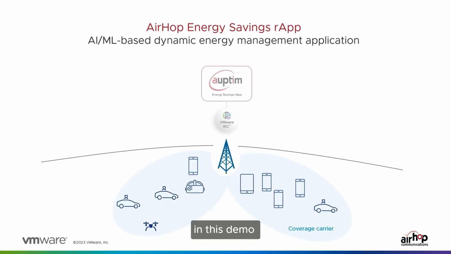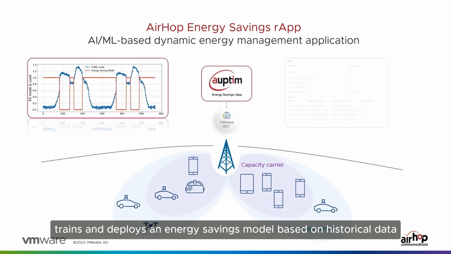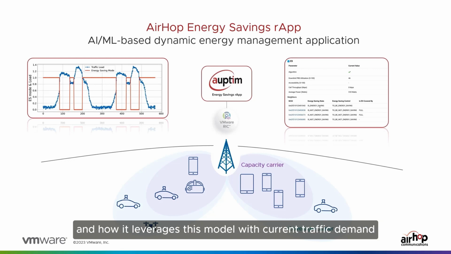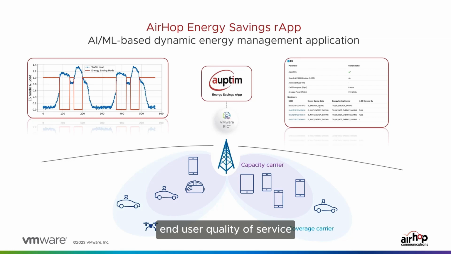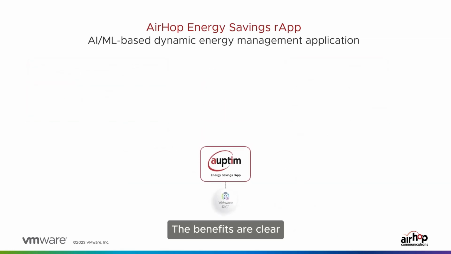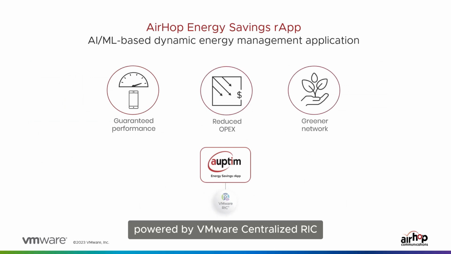To summarize, in this demo, we have seen how AirHop's rApp trains and deploys an energy savings model based on historical data, and how it leverages this model with current traffic demand to make intelligent carrier activation-deactivation decisions based on the trade-off between energy savings versus end-user quality of service. The benefits are clear. Thanks to AirHop Communications Energy Savings rApp, powered by VMware Centralized RIC, CSPs can maximize customer experience and guarantee services SLA, while keeping energy costs under control and ensure a sustainable, greener network.